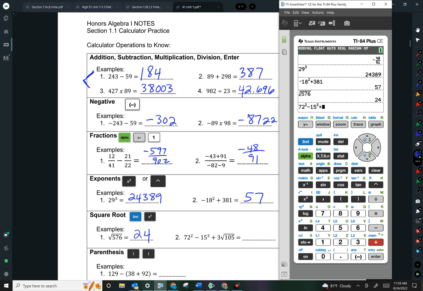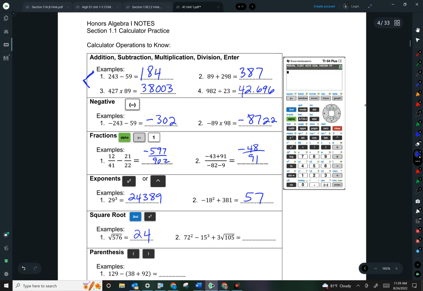And then I want 3 square root of 105, so 3. To get square root, I'm going to do second x squared, and then inside the square root I want 105. Press enter. So remember, decimals, we round to the third, so that 0 is going to round up to a 1. So 1839.741.